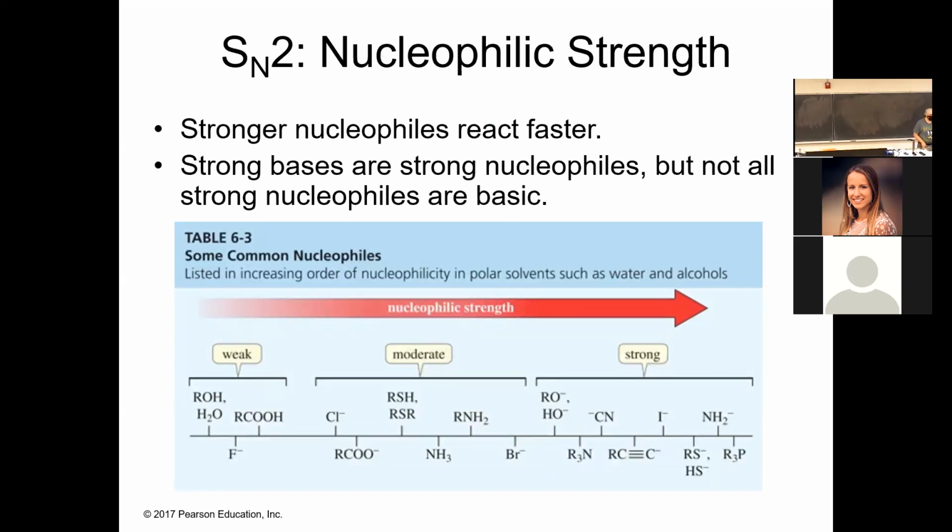Nucleophilic strength. This refers to the rate of nucleophilic attack. Okay, so it's a kinetic concept. Strong bases are strong nucleophiles, but not all strong nucleophiles are basic. A good example of that is iodide, I-, which is down here in the lower right corner. Okay, this is a weak base, but it's a strong nucleophile. These are weak nucleophiles over here on this side, moderate, and that's strong. So the stronger the nucleophile, the faster the reaction in an SN2.